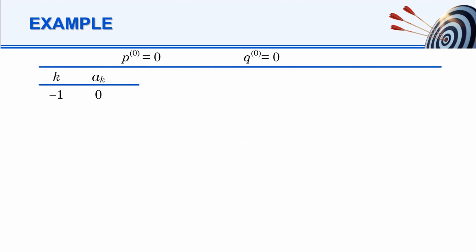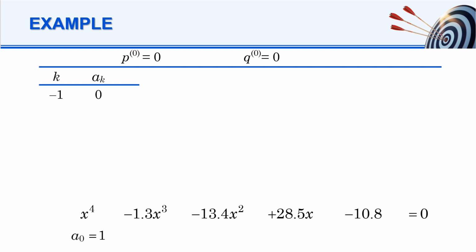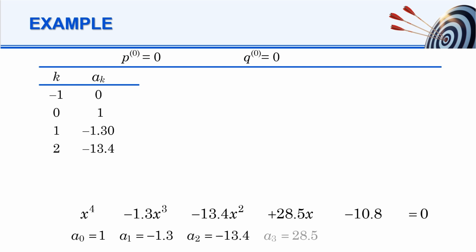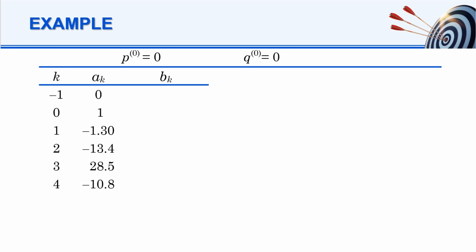We will start by identifying the coefficients of the polynomial as array A. First we set a sub -1 to 0. Then we take the coefficient of x to the fourth as a0 and assign the following coefficients as a1, a2, a3, and a4. We will tabulate all the results obtained in each iteration. The starting values are set to 0 and 1, and the initial guesses are placed at the top of the table.